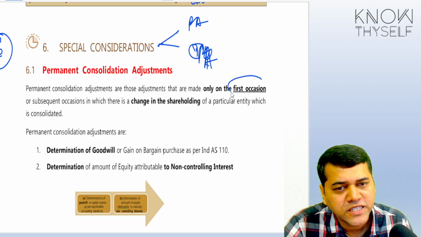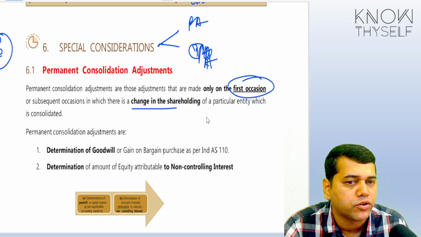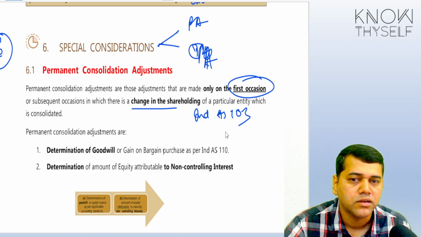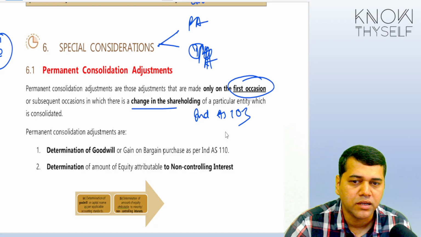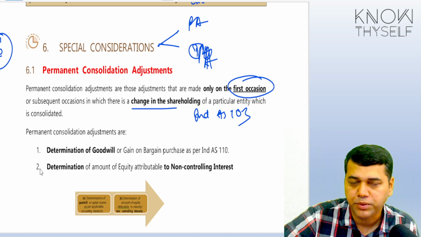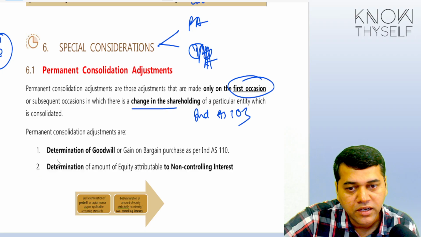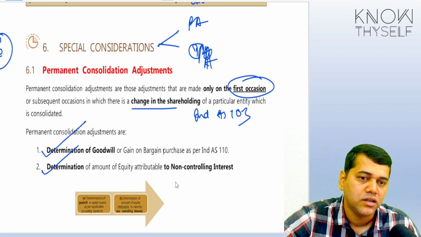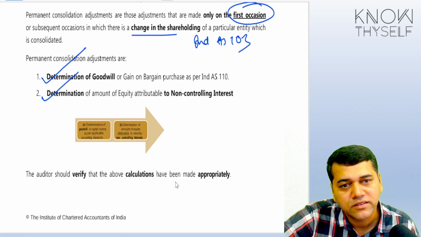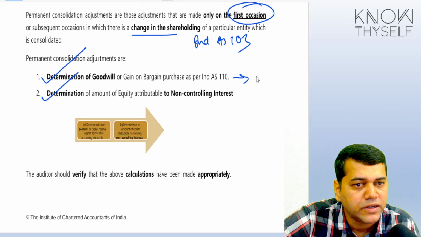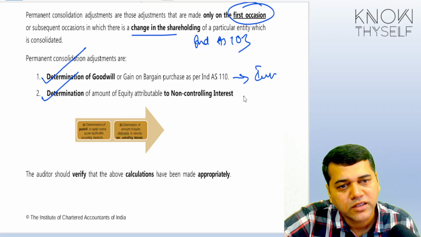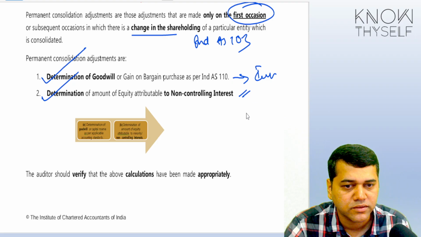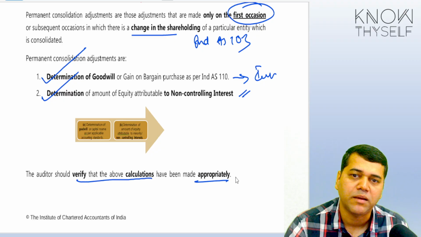It is only on the first occasion of the change in the shareholding that you are going to do it, like Ind AS 103 talks about. Now, what do you do in Ind AS 103? Simple. The ultimate purpose of 103 is to prepare that first consolidated balance sheet where you determine the goodwill. Second, you determine the NCI. This will remain forever, as long as control remains. It is subsequently subject to impairment, and the NCI is subject to changes because of the additional profits the subsidiary makes. Check the calculations are done appropriately.